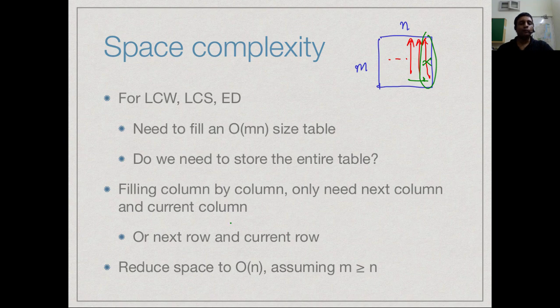I still have to compute m times n. So the time complexity remains m times n. What we're saying is the space can be reduced if, let's say, that n is the smaller of the 2. The space can be reduced to order n, by just keeping 2 columns.